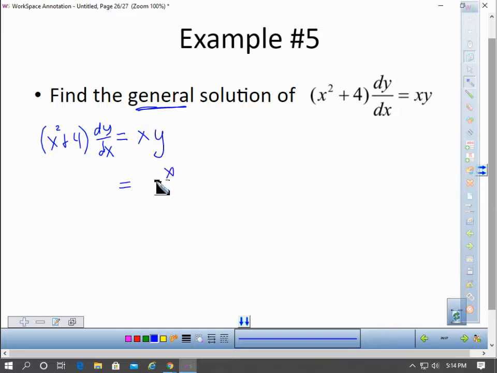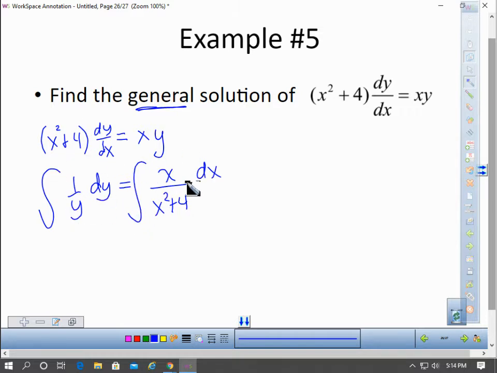So I'm going to end up with x divided by x squared plus 4, and then I'm going to multiply the dx over there. And for this side, the dy is going to stay there, but I'm going to divide the y over on that side. So I divided by x squared plus 4 to the other side, I multiplied by dx, and I divided the y to the other side. So now I'm going to integrate. All I did was separate, get the y's on the left, get the x terms on the right. So now we're integrating. So separate first, then integrate.